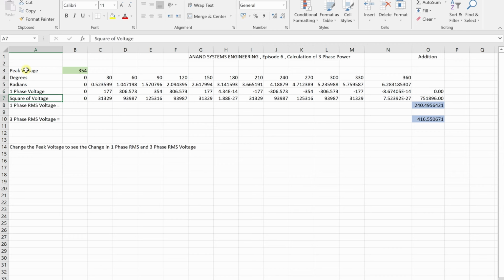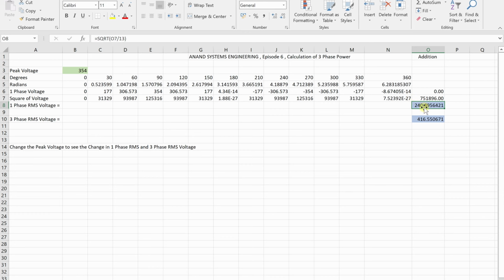What we have to do is we have to take the square of the voltage. So 177 squared is 31,329. Like that, we will take the squares and we will add it up. Once we add it up, we will divide it by 13 because we are taking the root mean square. First we have done the square, now we are doing the mean by dividing it by 13. And then finally we'll take the square root. So we'll get the answer of 240 volts.